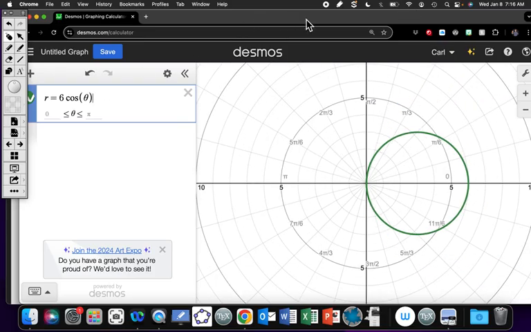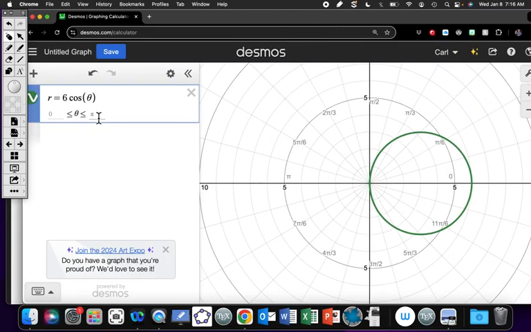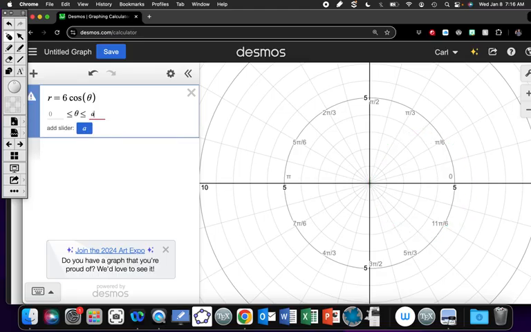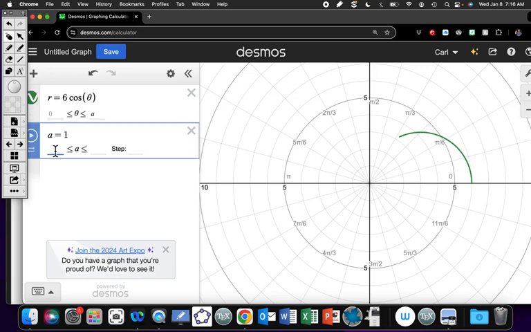And that'll check your graph, okay? It defaults, it'll give you some default. All right, here's 0 to pi, traces it out. But if you wanted to, you can add a slider. So 0 to a, and let's have a go from 0 to 2 pi with like a step of, I don't know, pi over 6 or something.